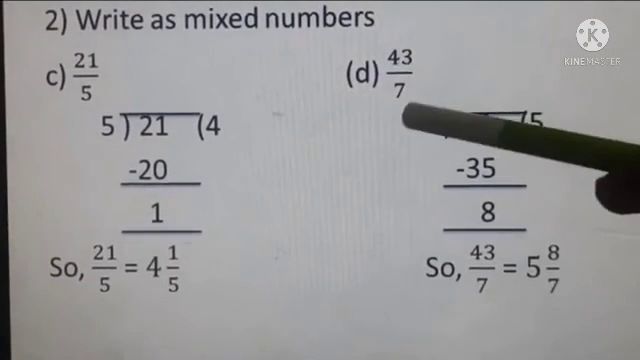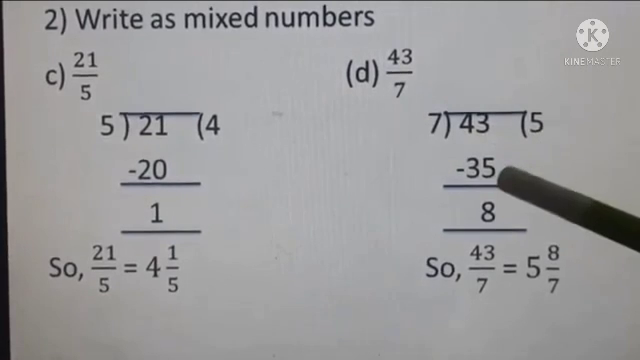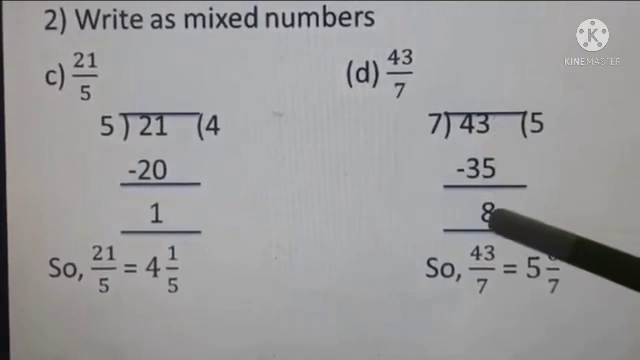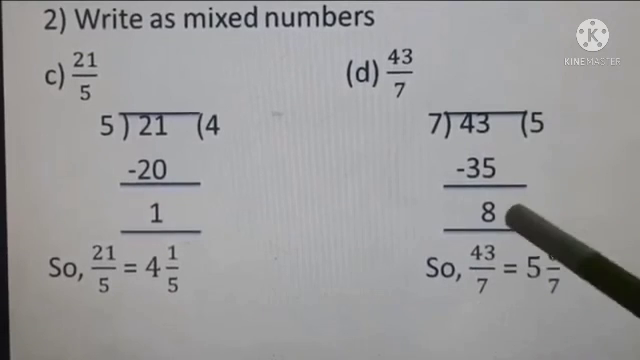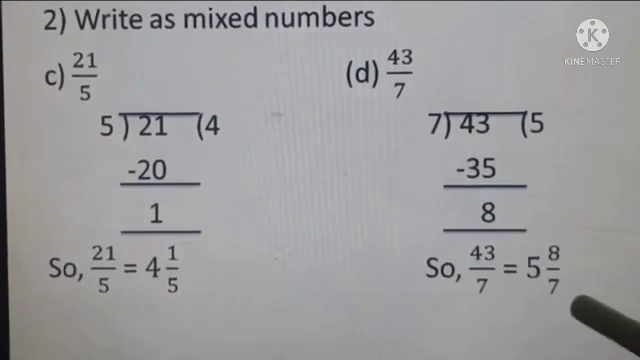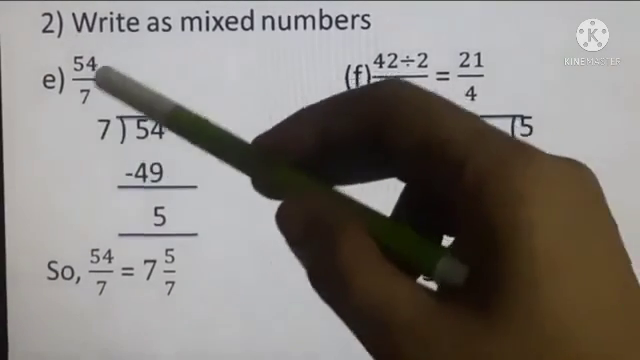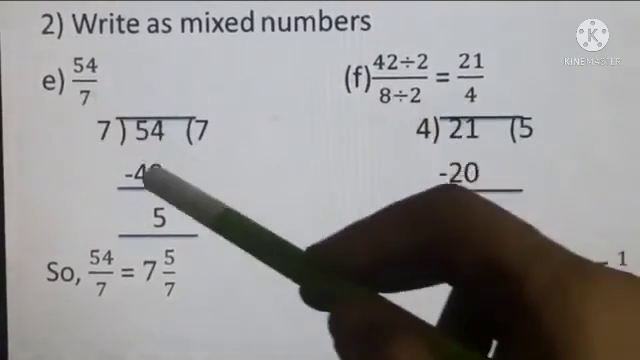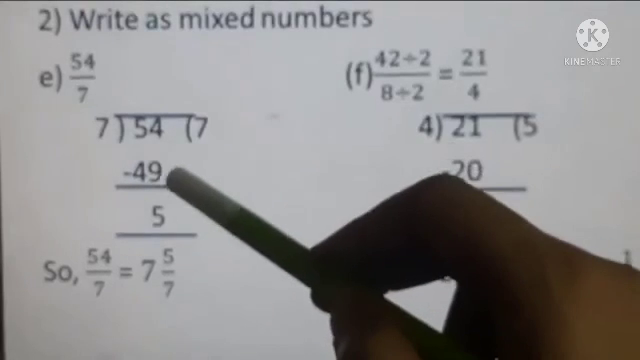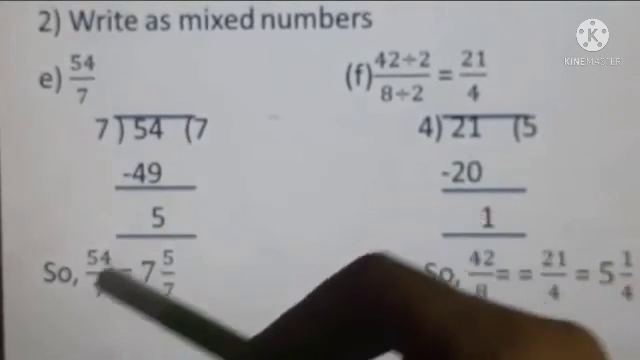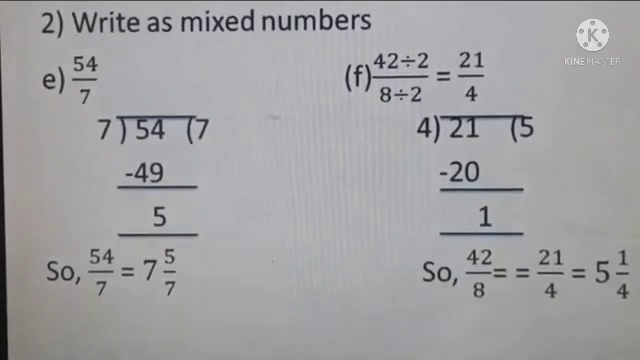D part: 43 upon 7. 43 divided by 7. 7 5s are 35. 43 minus 35, remainder is 8. So 43 upon 7 will become 5 whole 8 upon 7. E part: 54 upon 7. 54 divided by 7. 7 7s are 49. 54 minus 49, remainder is 5. So the mixed fraction is 7 whole 5 upon 7.